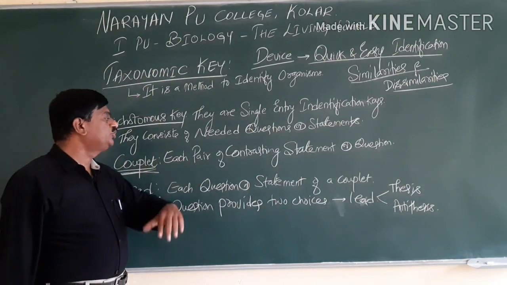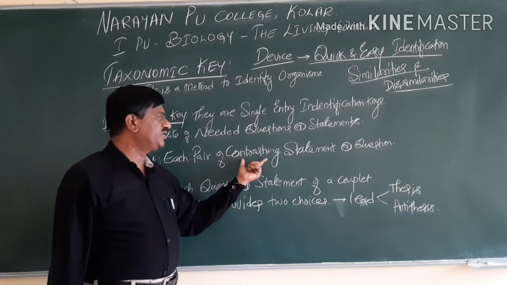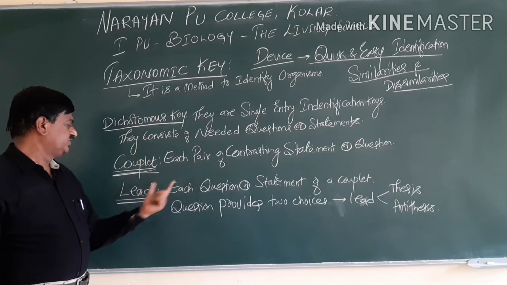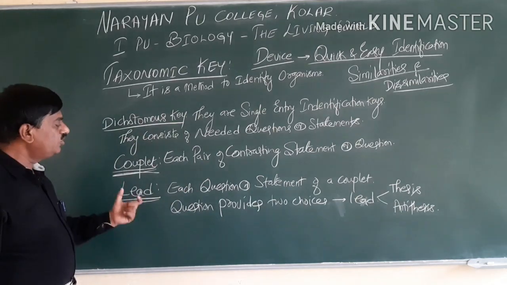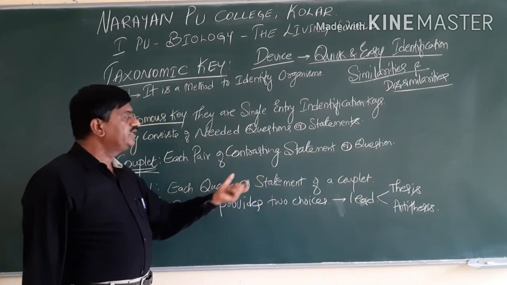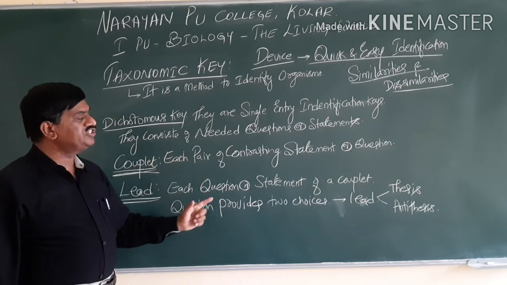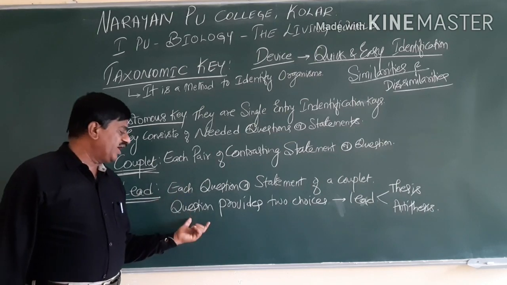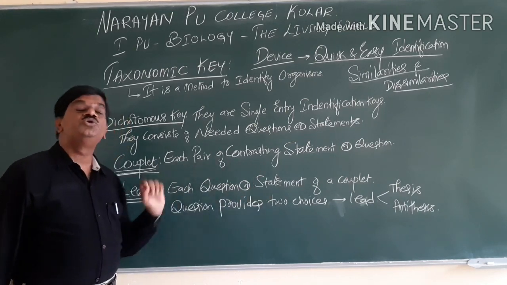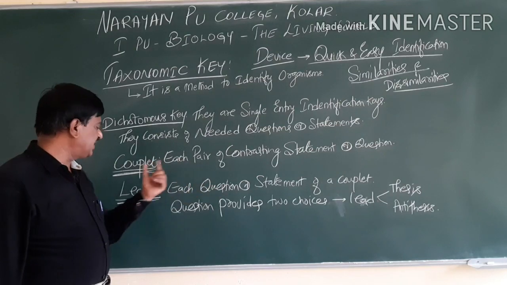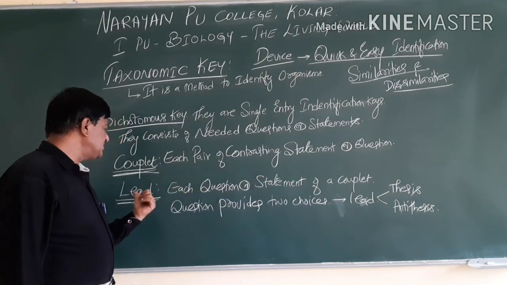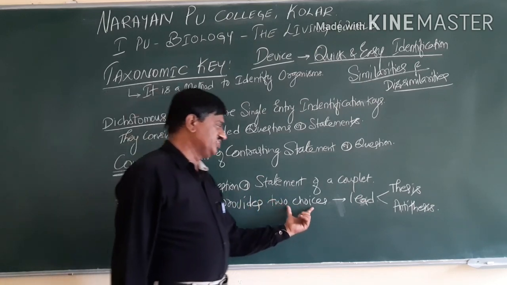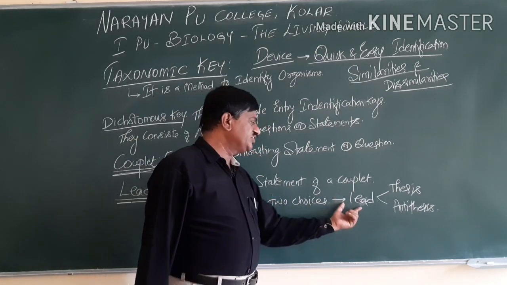In the same way, here there are two alternatives, and the characters have been present, so those statements come under a couplet. In each couplet, there is a presence of a lead. Each question or each statement present in a couplet is called a lead. The lead provides two choices.